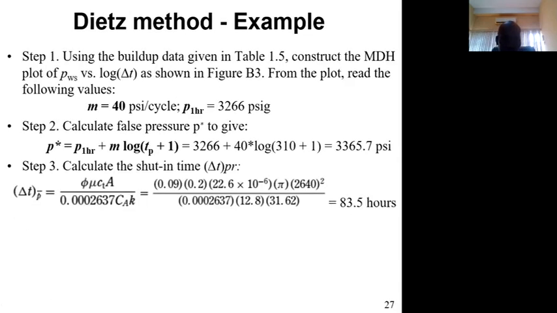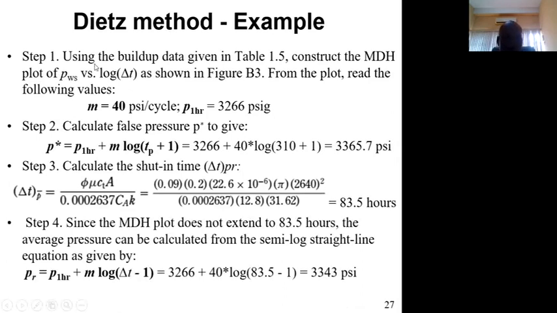So this demonstrates what was mentioned here. Based on the MDH plots, which I showed previously, M was 40 and P1 hour was 3266. You can't obtain the false pressure directly because there's no Horner time of 1. So this equation is used to obtain the false pressure, if you're interested in that, even though it doesn't come up in your final equation.